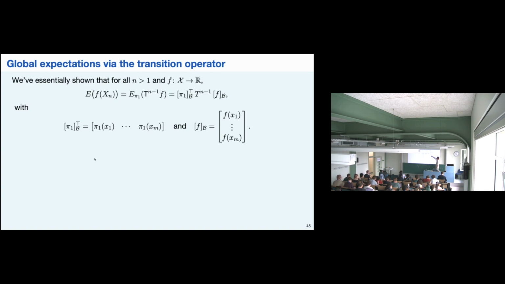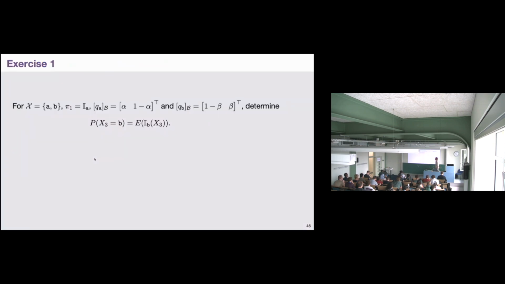So what we want to use is this formula, right? For n equal to 3. So this means we need the second power of the transition matrix multiplied by the row vector of the indicator of B, and then with the column representation of our probability mass function. So that's this: the second power of our transition matrix, the column vector of our indicator, and then the row vector of our masses. So we fill in what we know.